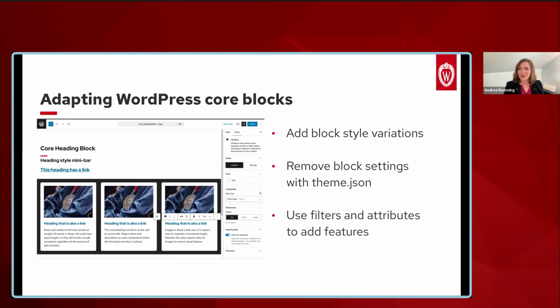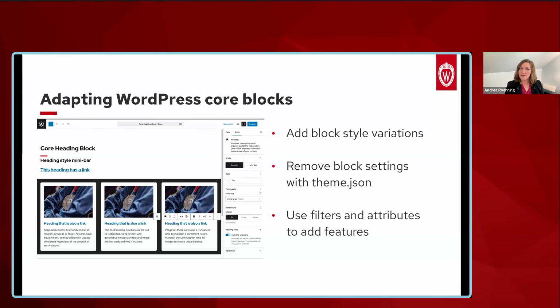So we learned pretty early that you may not need a custom block for your theme, and there's a lot you can do to adapt WordPress core blocks. For example, we wanted a block style variation to add that red mini bar above the heading block. And here on this screenshot, if it's maybe pretty small, there are two buttons, one for default and one for mini bar. We also limited the text colors to a very small palette, and we were able to do that using theme.json, which is built into WordPress core.